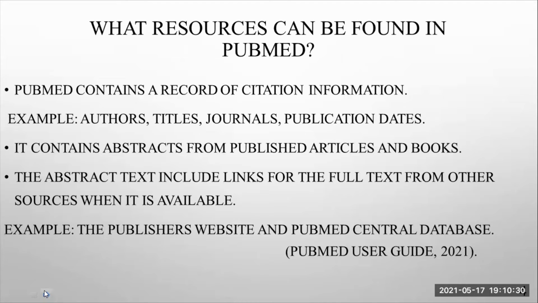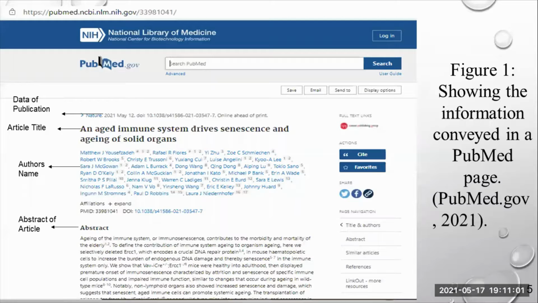Now, what are the resources that can be found in PubMed? So basically, PubMed contains a record of citation information. These may include authors, title of the journals, and the publication date. Also, PubMed contains abstracts from published articles and books. The abstract tends to include links for the full text from other sources when it is available, for example, publisher's website and PubMed Central database.